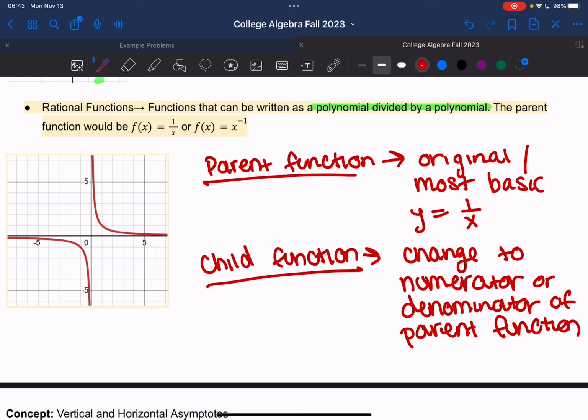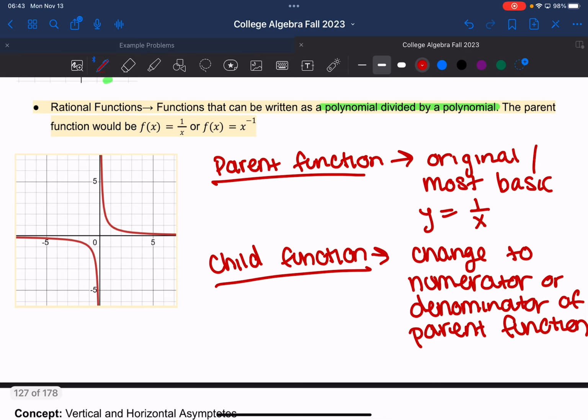Child function is not the proper name for it. That's just what I call it. So it's the parent function and the child function. What's the proper name? It's an excellent question. I don't remember the proper name. I've been calling it child function for so many years. I'm pretty sure it doesn't have an official name. It's just a function that changes the parent function, like a translation of the parent function. But child function makes more sense in my head.